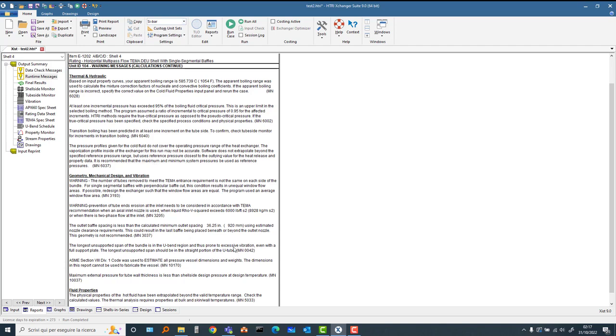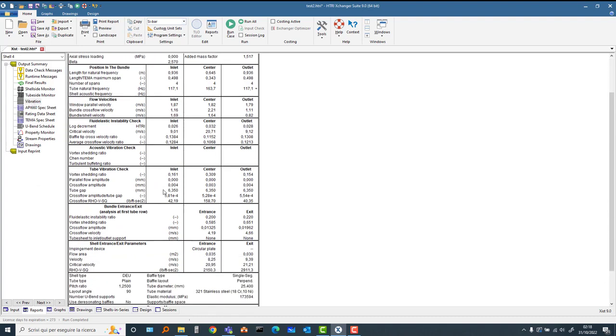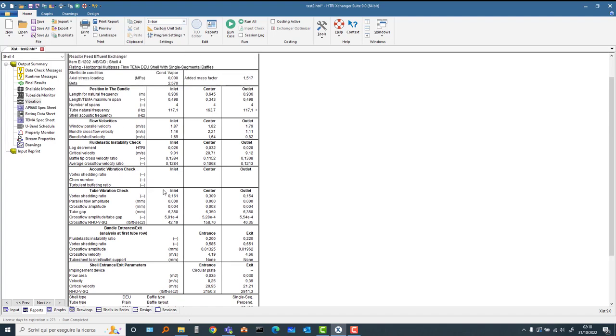The longest unsupported span of the bundle is in the U-bend region and thus prone to excessive vibration. Even with a full support plate, the longest unsupported span should be in the straight portion of the U-tube. Well, okay. If we look at the vibration, so in the report, there is always a vibration report, but I do not see any asterisks here, so we have no problem of vibration.